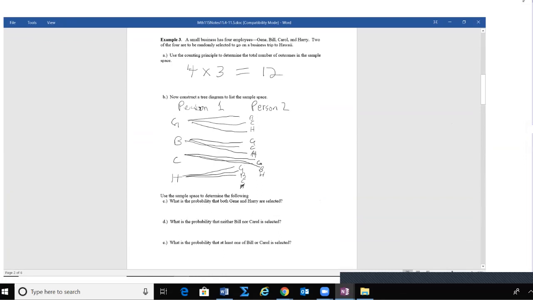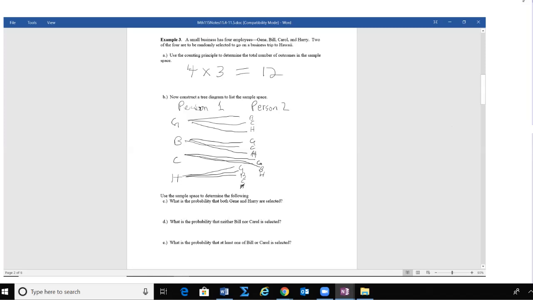Okay, so how many different ways can these 4 people be selected? From these 4 people, how many different ways can we select 2 at a time? How many different ways? Now, let's say we had 4 persons: Gene, Bill, Carol, and Harry. We'll consider Gene being selected first, Bill second, as different from Bill being selected first and then Gene.